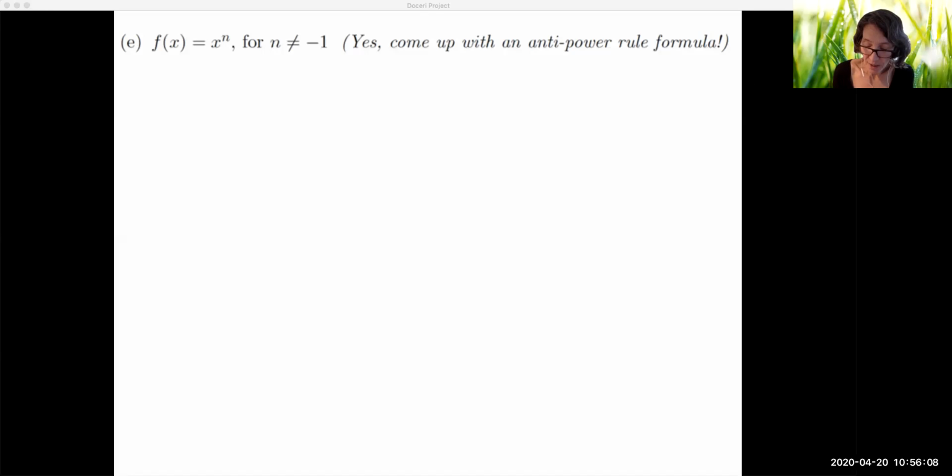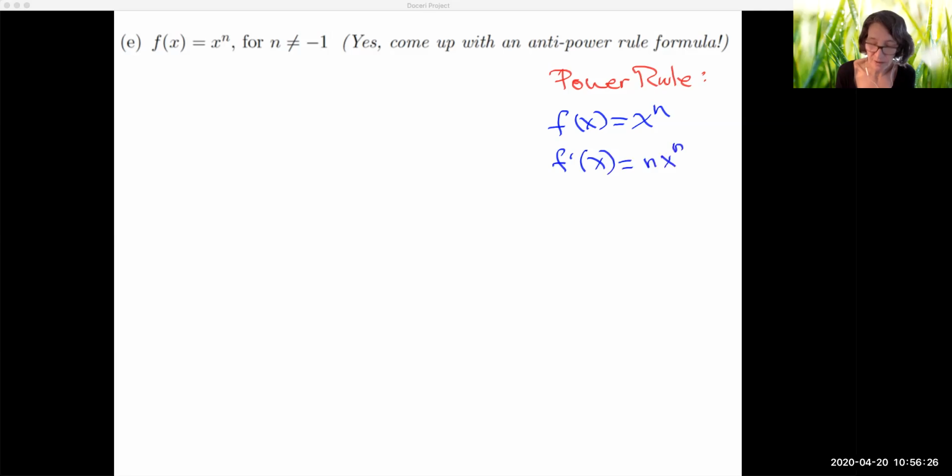And I just want to remind you, the power rule for differentiation was this. The power rule said if you have f of x equals x to the n, then the derivative is n times x to the n minus 1. So that's for differentiation. So we want to come up with a formula for anti-differentiation, and that's why I'm calling it the anti-power rule.